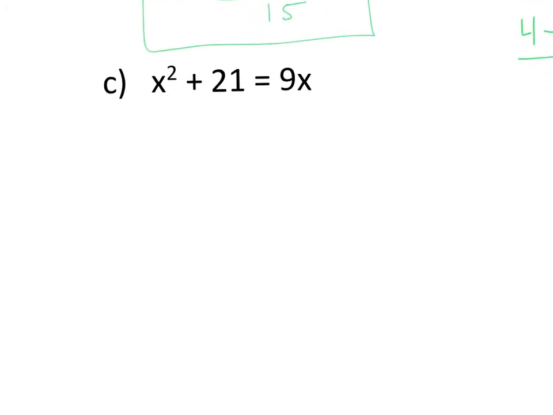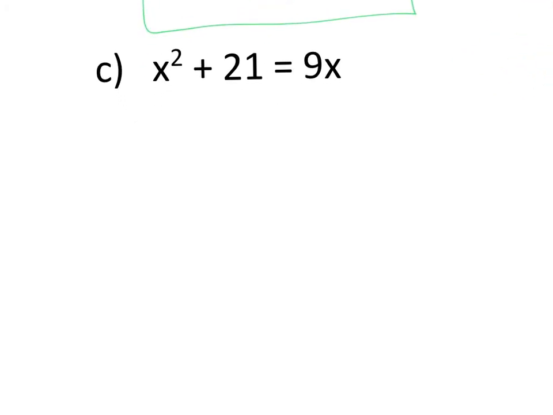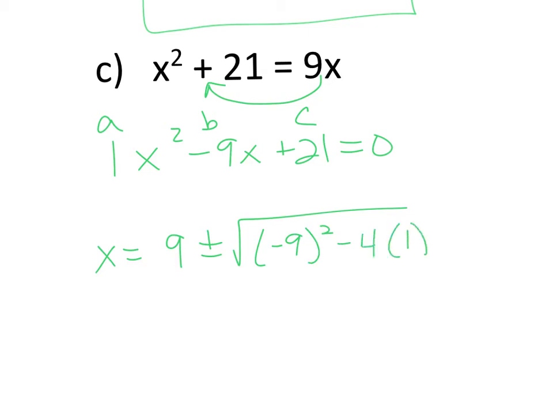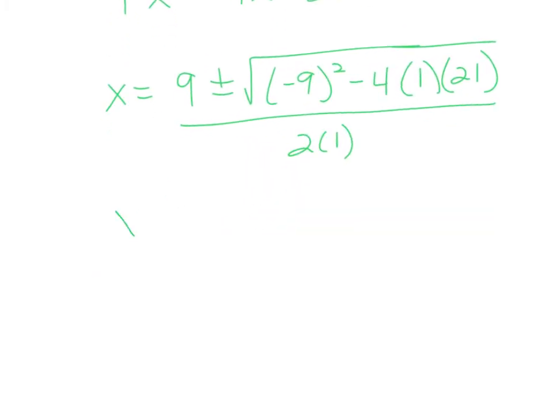All right, let's try again. Okay, on this one, let's go ahead and subtract. The 9x needs to go ahead and move over, and remember, it's got to be in standard form. So x squared minus 9x plus 21 equals 0. So I've got x equals negative b. So right, your a value would be 1. B is negative 9. C is 21. So the opposite of b would be 9 plus or minus negative 9 squared minus 4 times a times c, all over 2a. Okay? All right.